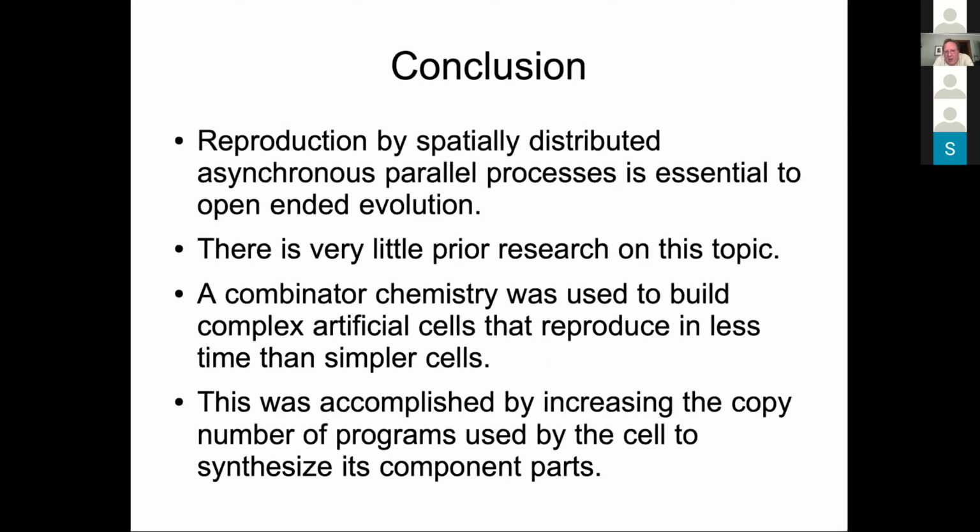But finally, a combinator chemistry was used to build complex artificial cells, and they reproduce in less time than simpler cells, just like biological cells. And that was accomplished by increasing the copy number of programs used by the cell to synthesize its component parts. So now I'll stop. Thank you.